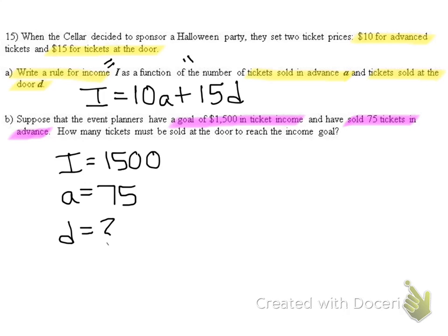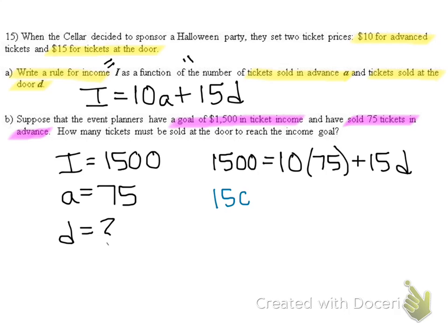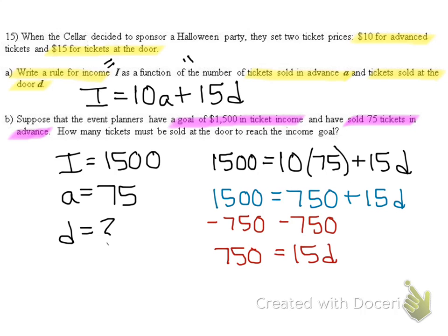And so we'll put those numbers into our rule from part A, replacing I with 1,500 and replacing A with 75. Then our job is to solve for D. We'll multiply 10 and 75 together to get 750. Then subtract 750 from both sides. And the final step to isolate D would be to divide both sides by 15. That gives us an answer of D is equal to 50.